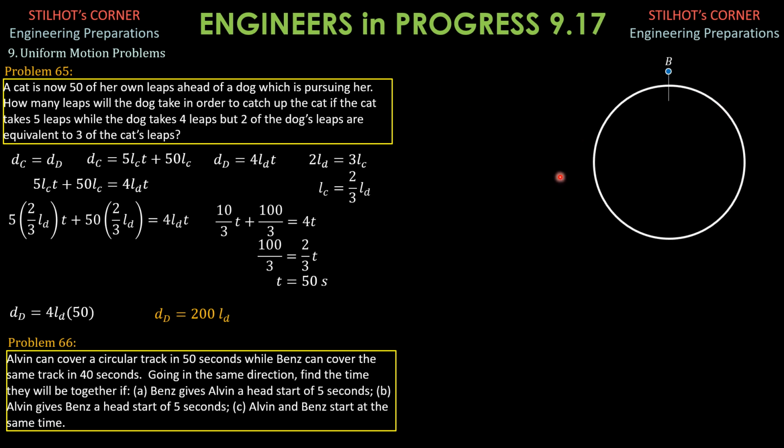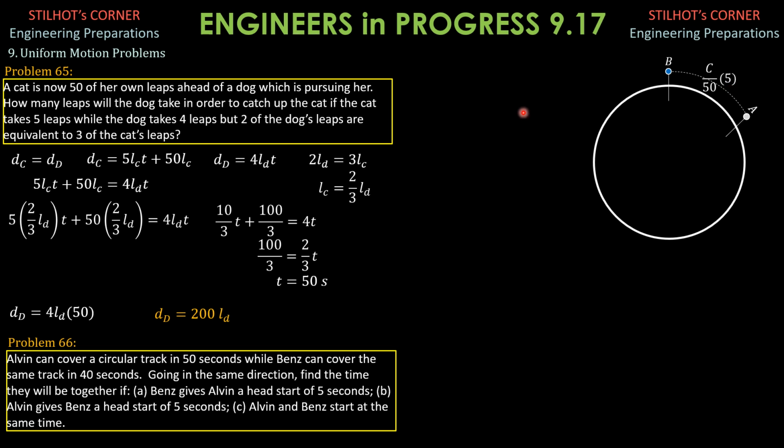This is the circular track. So this should be Benz, because in the first part, Benz gives Alvin a head start of 5 seconds, and Alvin's position should be here. So Benz will be pursuing Alvin. Take note that Benz is faster than Alvin. So this is the distance of Alvin, which is C over 50 times 5 seconds, because Benz gives Alvin a head start of 5 seconds.